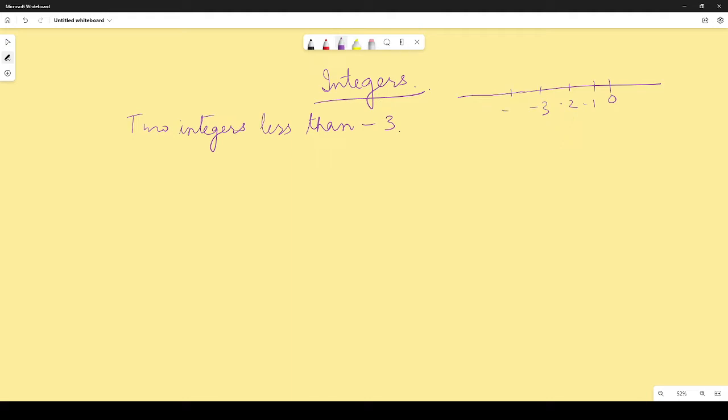So that means it will be two integers less than minus 3. So they can be this one, any integer less than minus 3. Let us say we have minus 4 and minus 5, right? And the difference is more than minus 3. So if you find the difference of this, what will it be? Minus 4 plus 5. So what does the answer come to? Minus 1, right? Now minus 1 is greater than minus 3 because it is on the right side.